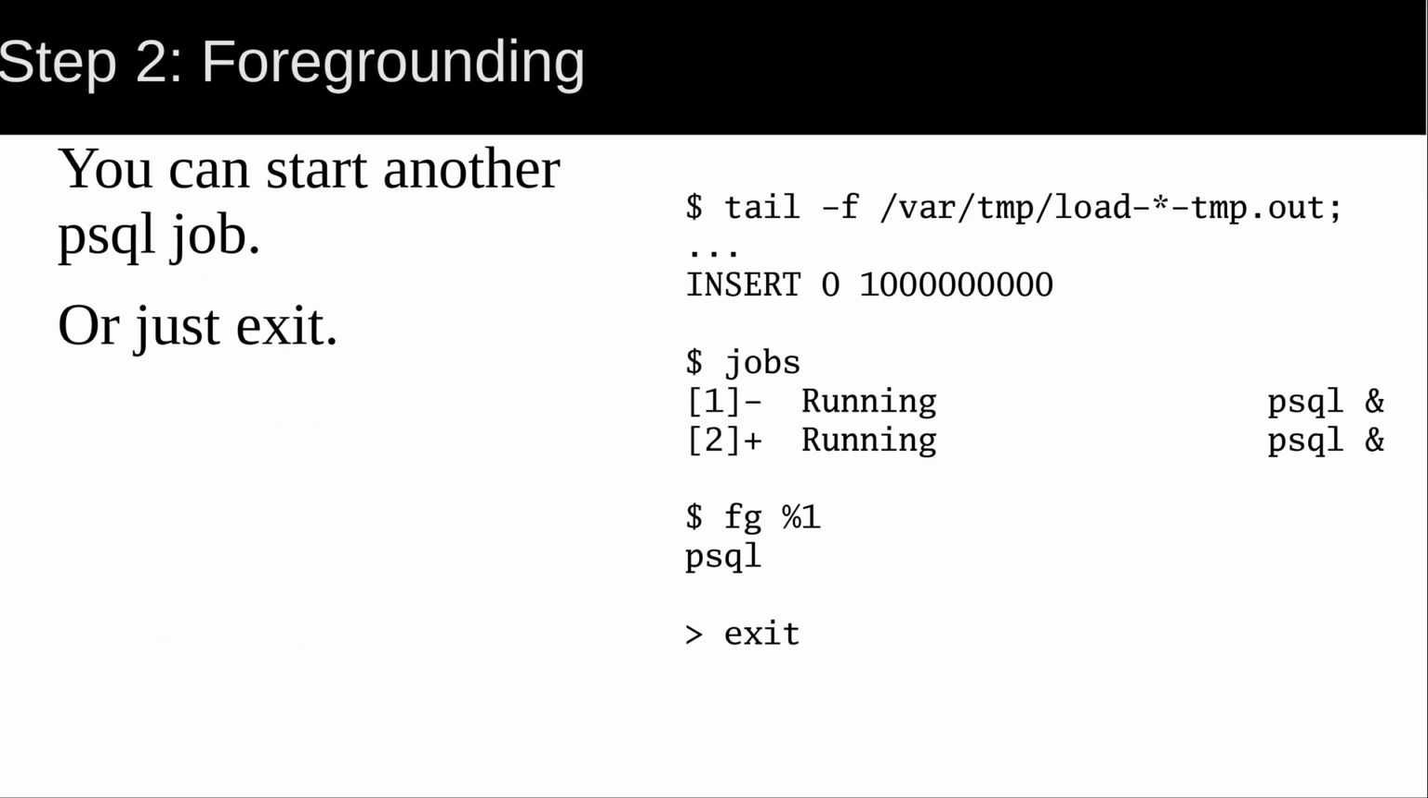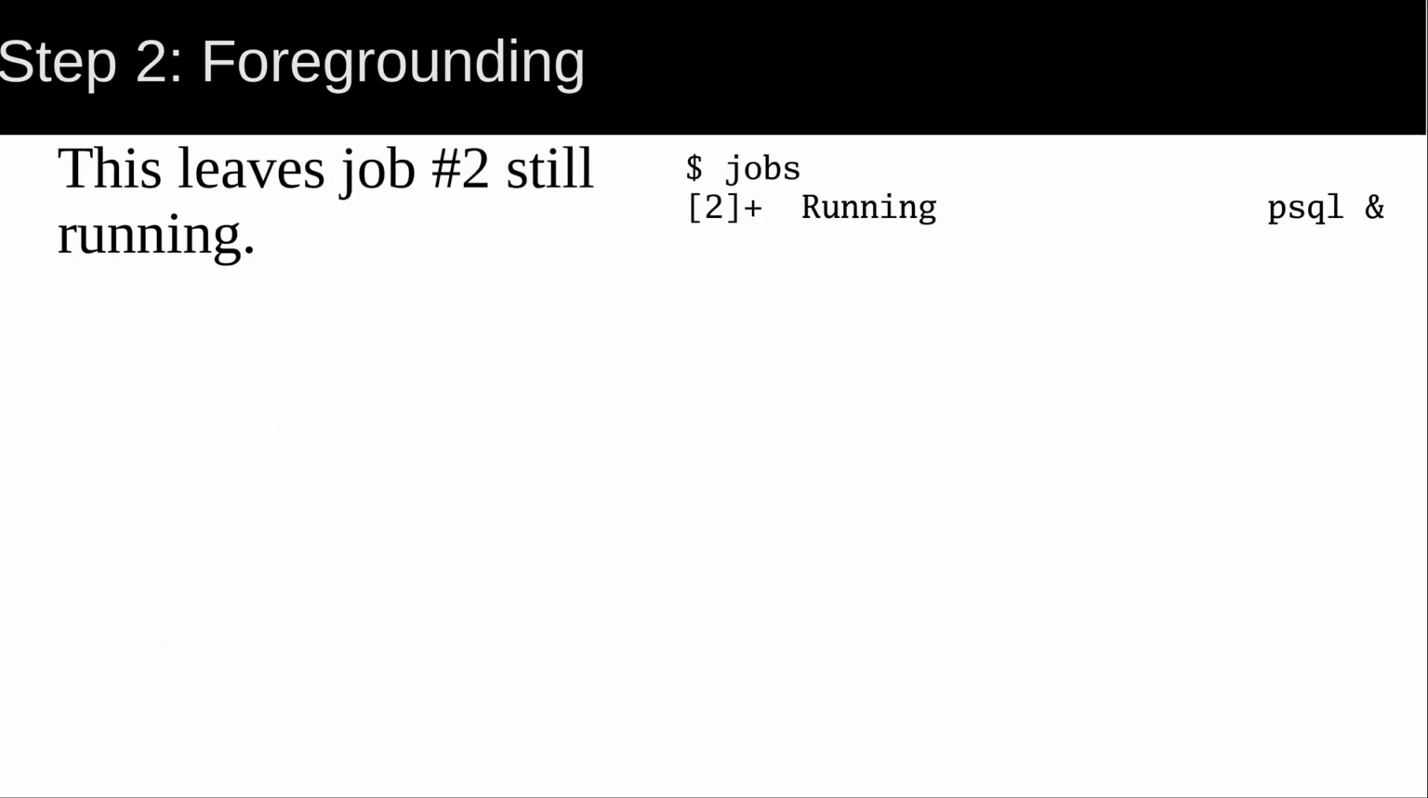So now let's say I foreground %1 and I do an exit. So I've said, you know what? I'm done with this thing. Just let it go away. Now, if I do jobs, you'll see that job number 2 is still the one running. This is really, really important, people. If one of these exits, the job numbers stay the same.